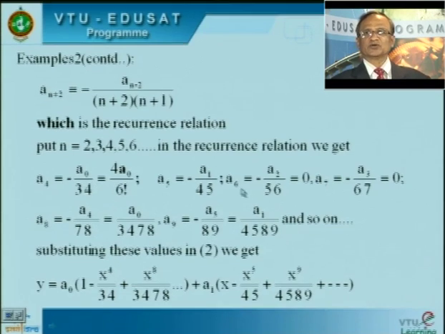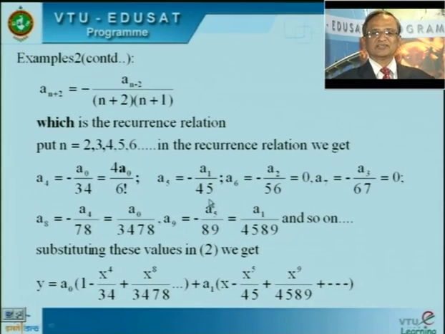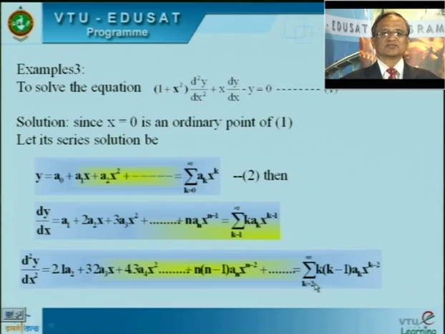So now I want to substitute all these constants in the assumed solution in equation 2, and then I can collect the coefficients of a0. You can write down y is equal to a0 into 1 minus x to the power 4 by 3 into 4 plus x to the power 8 whole divided by 3 into 4 into 7 into 8 and so on. Similarly, I can collect the coefficients of a1. Then I can write down in this form x minus x to the power 5 divided by 4 into 5 plus x to the power 9 whole divided by 4 into 5 into 8 into 9 plus so on, and this becomes the solution of the given differential equation.